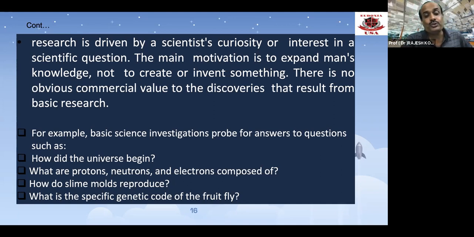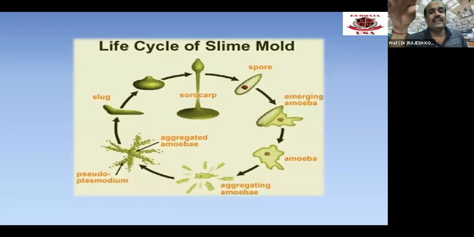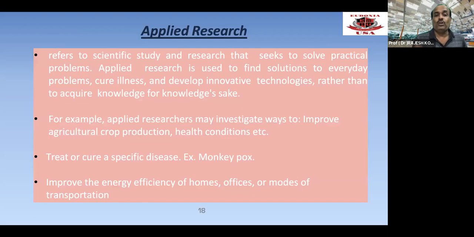What are protons, neutrons, or electrons composed of? How do slime molds reproduce? What is the specific genetic code of the fruit fly? These are some of the things. If you see a spore in a slime mold, it becomes an amoeba, then it changes, then aggregating amoeba, then pseudoplasmodium, then slug, then fruiting body. This is the life cycle of a slime mold. So it goes on adding to knowledge. This is called basic research. Basic research adds new information to the already existing one.